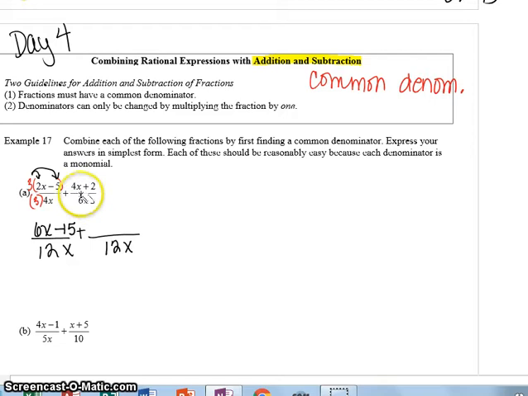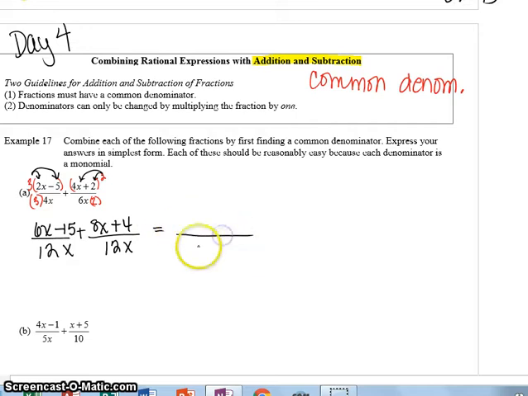All right, so now ready? This denominator is 6x. It changed to a 12x. How? By multiplying by 2. Because 6x times 2 is 12x. Have to do the same to the top. Don't forget, you're also going to distribute those, and you're going to end up with 8x plus 4.